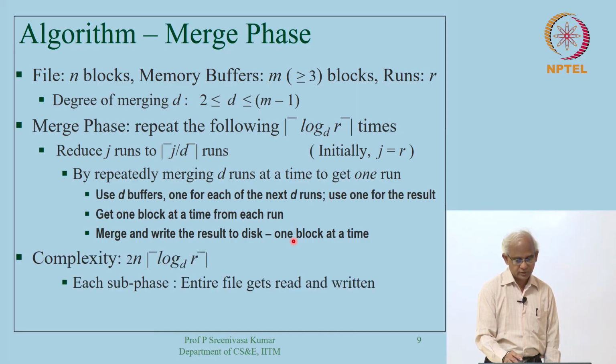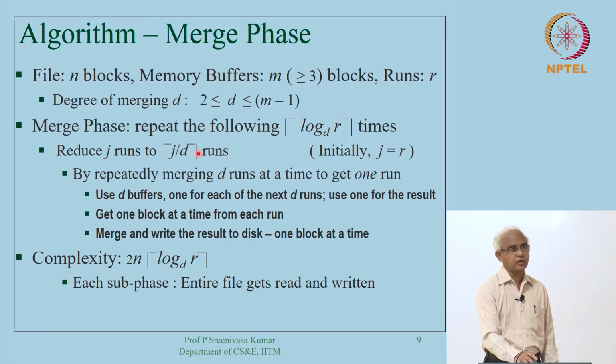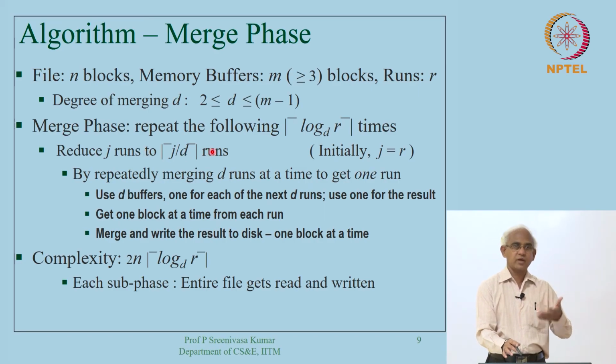So, what is the complexity of this? How many times do you have to repeat this? Reduce the j runs to j by d runs. How many times do you have to do that? It's log r to the base d.